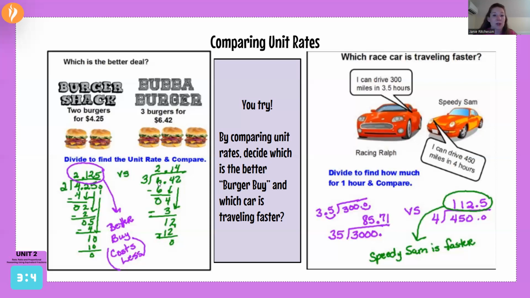And then the other deal, you can get 3 burgers, the same burger, for $6.42. So that is $2.14. So which is the better buy? Well, it's going to be the Burger Shack because it costs less per burger. Okie dokie.